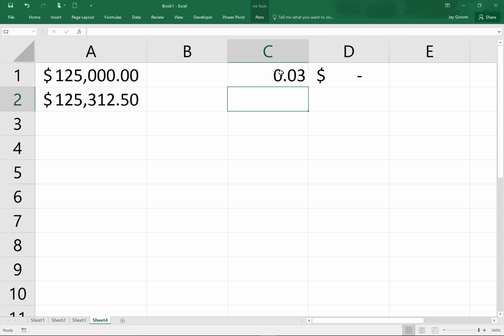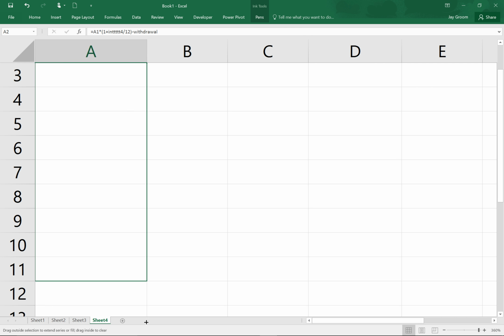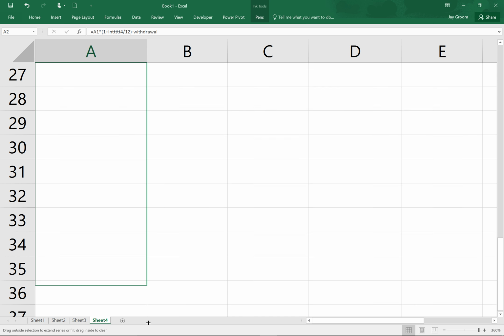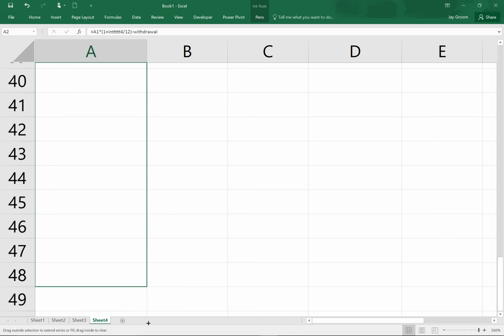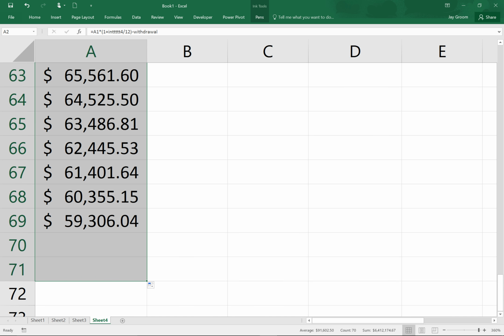Okay? But let's say we take out an amount that seems reasonable. Let's say we take out $1,200 a month. Okay? Notice that it did go down. It didn't go down a full $1,200 because obviously I didn't take out enough. Because I take out $1,200, but there's interest going in. That's what I was meant to say.